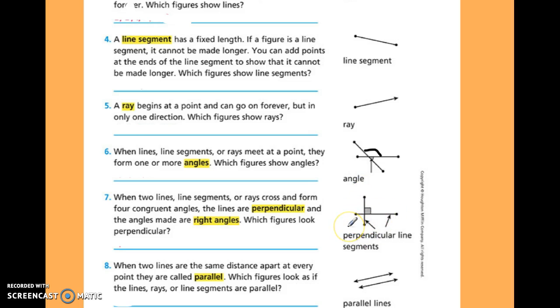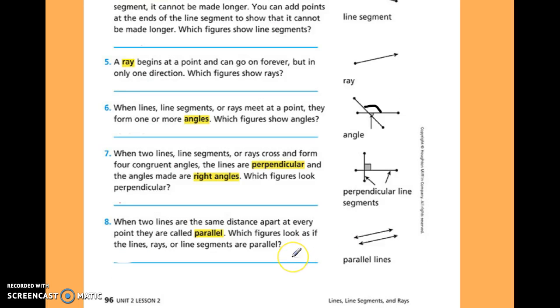Okay? All right, the last term we're going to talk about is parallel. When two lines are the same distance apart at every point, they are called parallel. So basically, these lines are exactly the same distance apart here, and they're exactly the same distance apart here. And you'll see that they're lines, they can go on forever, and they will never hit. No matter how long they go on, they will never hit each other.